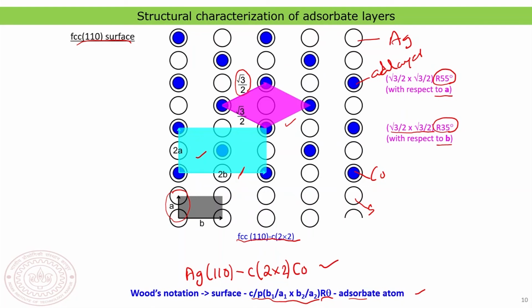So you can do this exercise for different surfaces, and you can learn this further. With this, I would like to conclude this lecture, and in the next lecture I will introduce you to one more type of notation for the surface, which is a little more generic in nature, and that is called the matrix notation. Thank you very much.